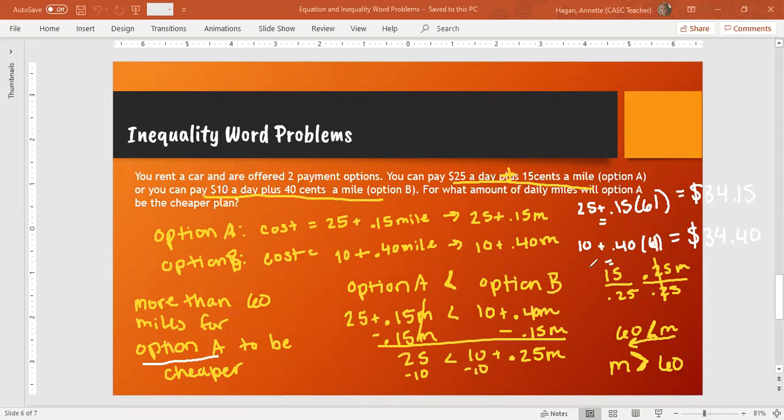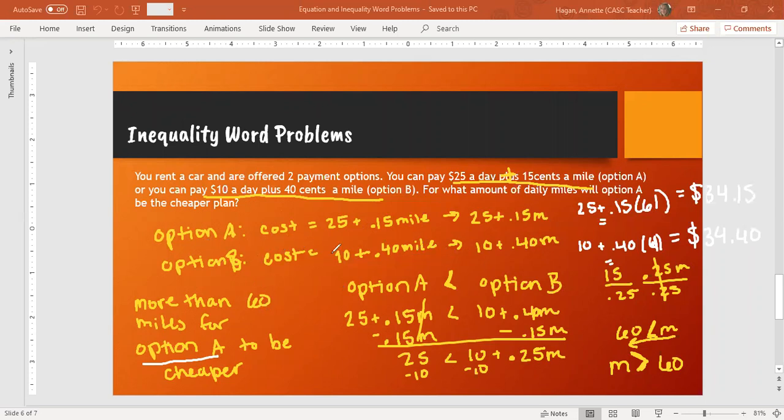So for anything greater than 60, option A will be cheaper. But what that means too is that anything less than 60, option B will be cheaper. So option B is cheaper if you're driving less mileage. Like if you needed to rent a car for around town, maybe you would consider option B.